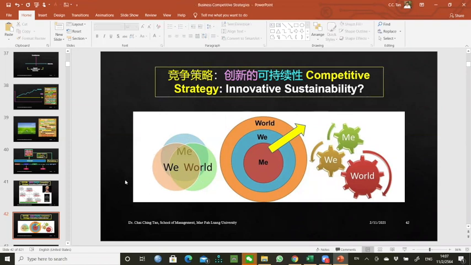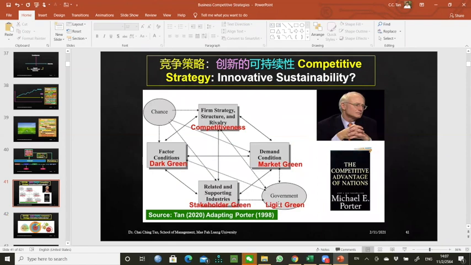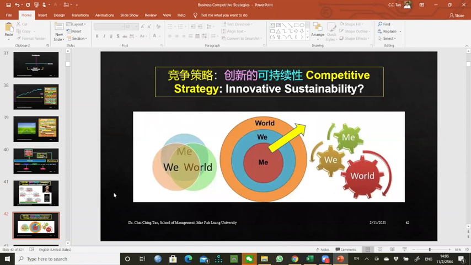And we are talking about competitive strategy through light green, competitive strategy through other greens, competitive strategy through market green, competitive strategy through dark green, or competitive strategy as a progression from the light green to the market green to the stakeholder green to the dark green, or competitive strategy through combinations, integrating all of this into one's holistic system. So all these are unique ideas, and we have many cases.